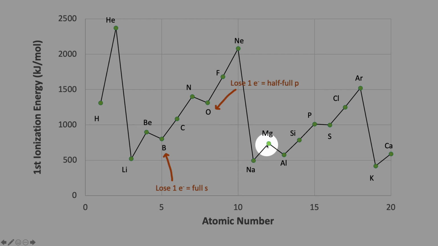Sodium, magnesium, down again for aluminum because losing an electron will give us a full 3s shell. Silicon, phosphorus, down a tiny bit for sulfur because that would again put us at the half full p shell. And then chlorine, argon, potassium, n equals 4, drops down even more, and then calcium.